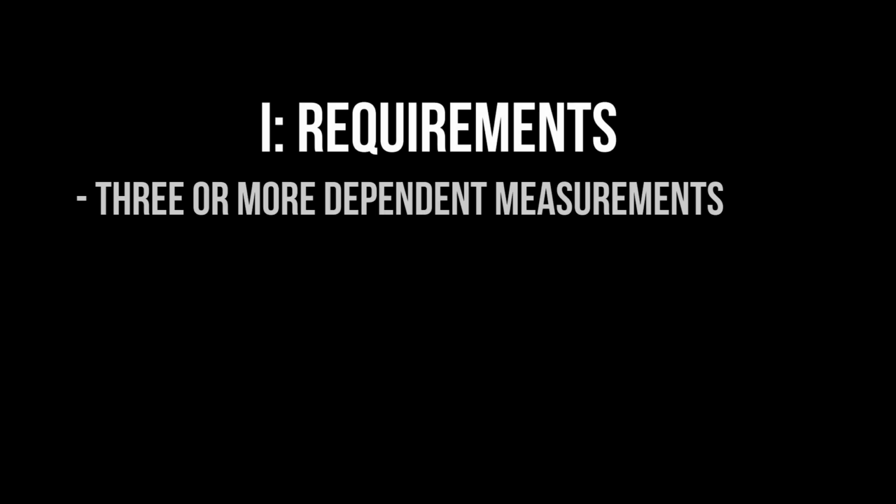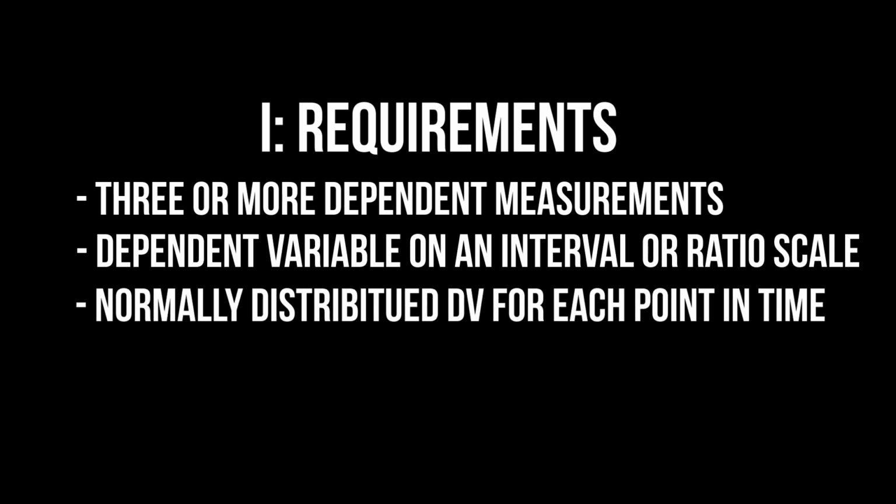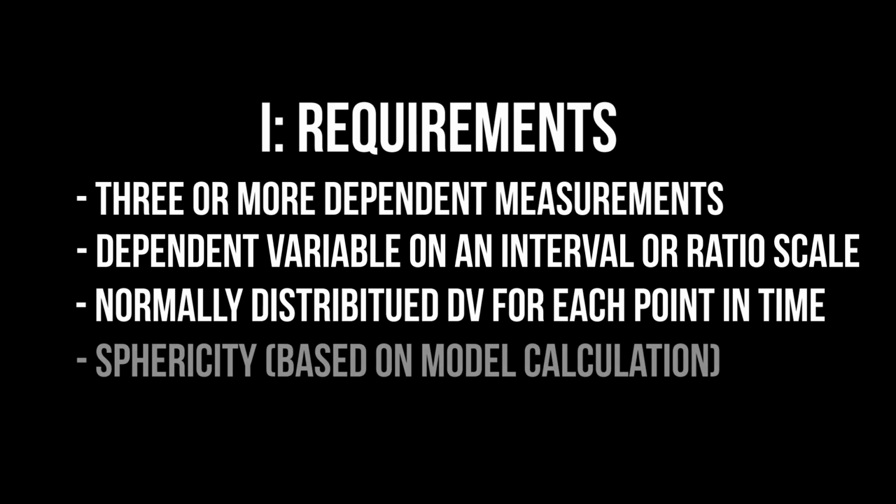The requirements for the repeated measures ANOVA are the following: 3 or more measurements for the same individuals, a dependent variable on the interval or ratio scale, normally distributed dependent variables for each measurement, and equal variances of the differences for the measurements, also called sphericity.